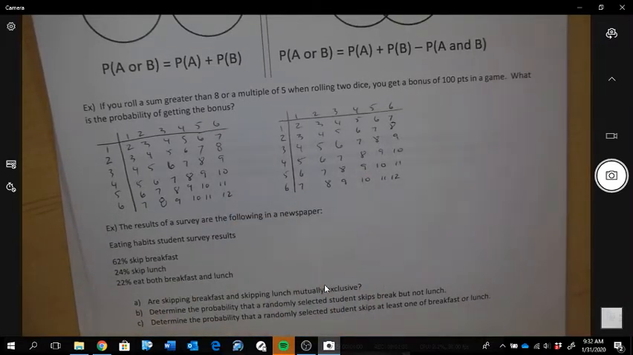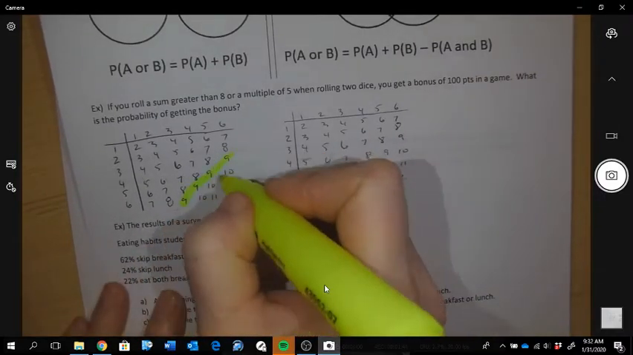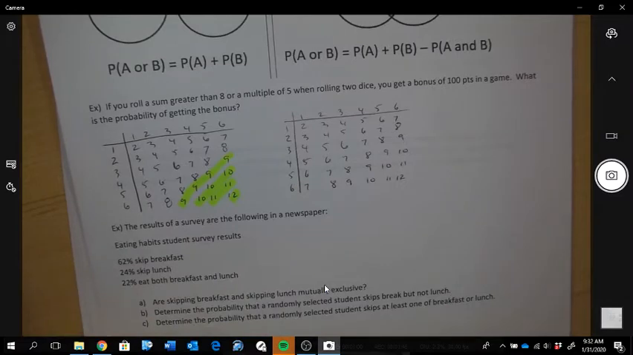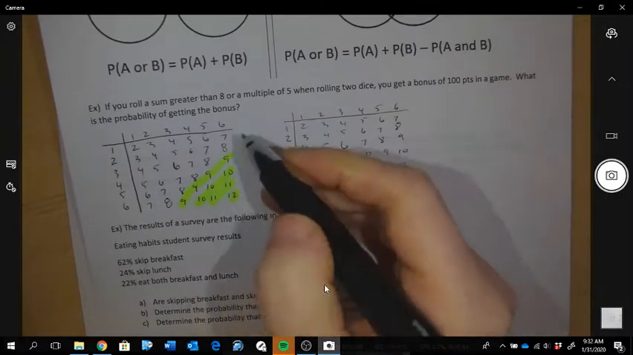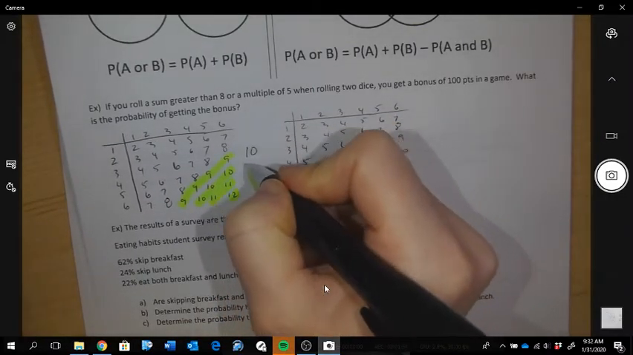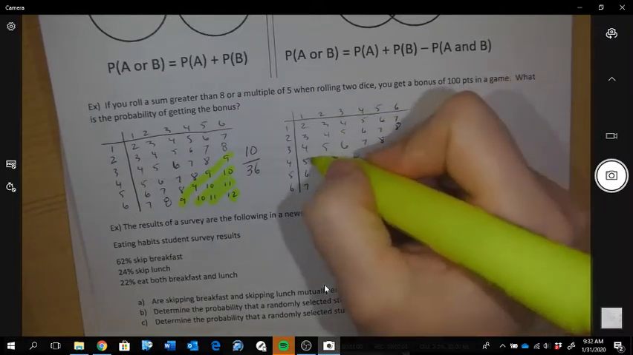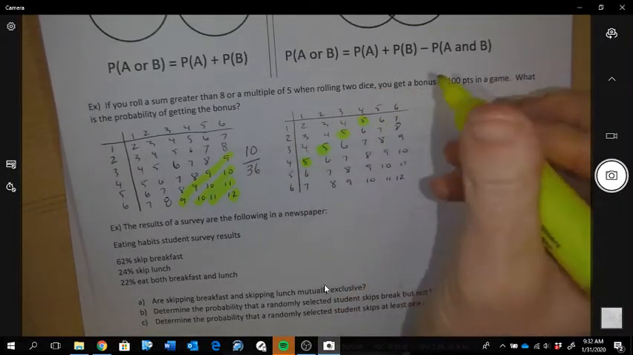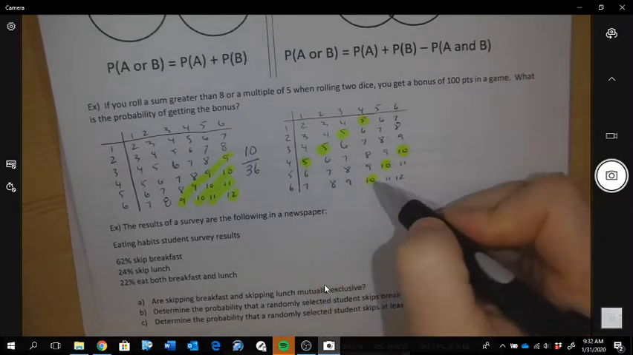The sum of something greater than 8. There are your possibilities for that: 4, 5, 6, 7, 8, 9, 10 out of 36 sums. And multiples of 5: 4, 5, 6, 7.